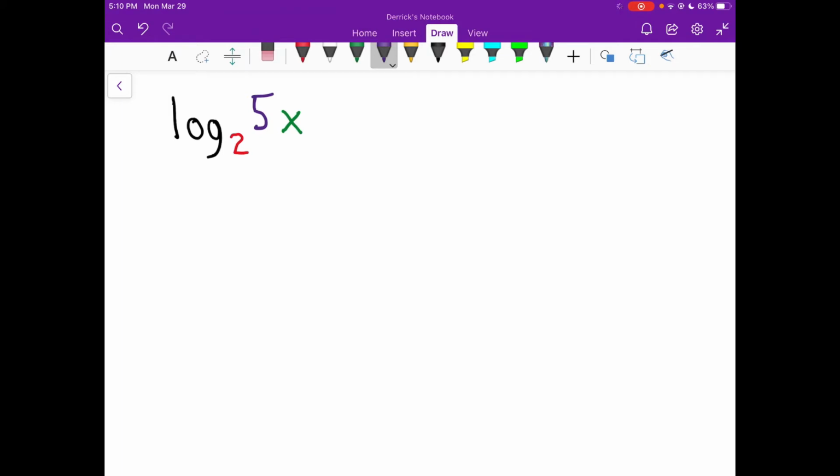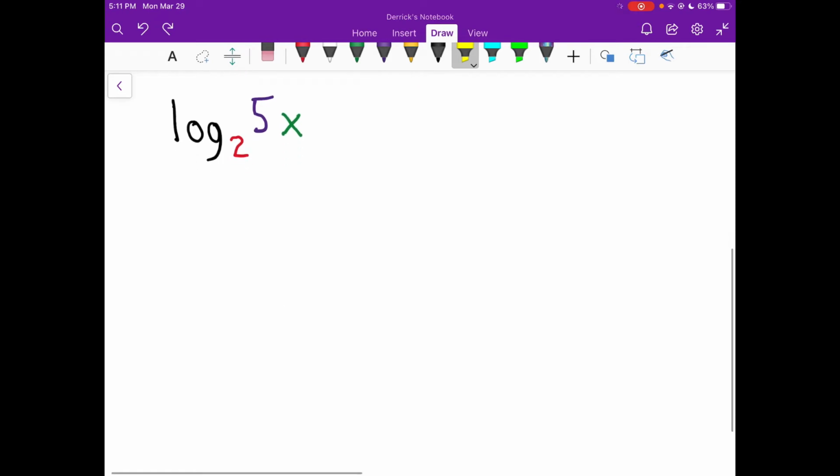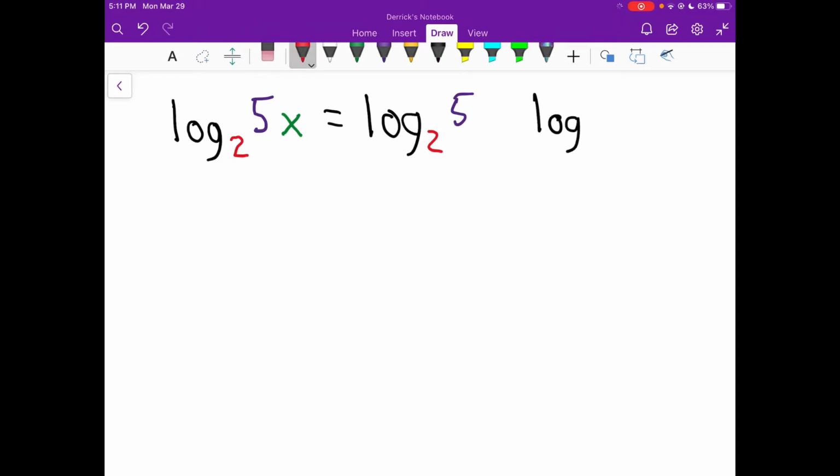So that'd be the first question to ask yourself: what operation is happening between 5 and x? Well, that's multiplication. It's 5 times x. So if we look back at our three laws, we do have a law for when we are multiplying, right? When we have two things being multiplied together under the same log, we are able to split them up using addition. So that would mean the way we could split up this logarithm would be to change it to where I have a log base 2 of 5 and a log base 2 of x.